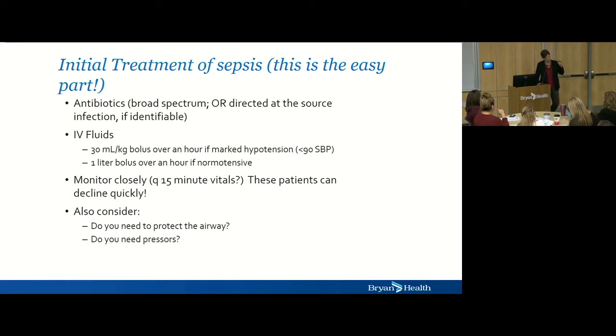So this is really the core assessment to me in a rural facility, because we're probably not going to put in an art line. We probably don't have a central line. We probably don't have a lot of the resources that other facilities do, but we can do this, and we can do this well, and we can do it quickly.